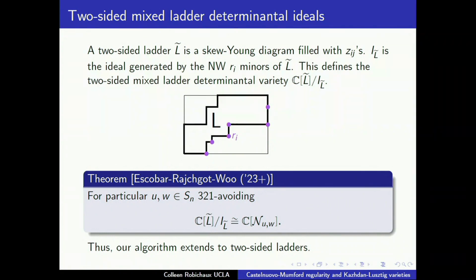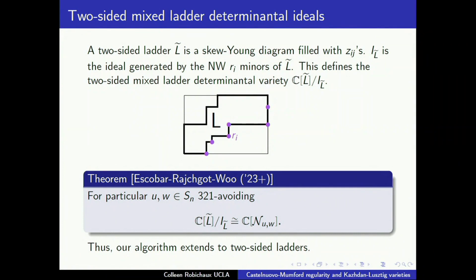So instead of taking minors of a region of indeterminates that's given to you by a Young diagram, I can instead take minors on a skew-Young diagram, where I'm defining the minors in the same way, so labeling these marked points and taking northwest minors. And I'm missing an author here. I need to have Alex Fink here as well. But as an upcoming theorem of Fink, Escobar, Ratchgott, and Wu will tell us, these two-sided mixed ladder determinantal varieties are isomorphic to 3-2-1, 3-2-1 avoiding Kazhdan-Lusztig varieties.